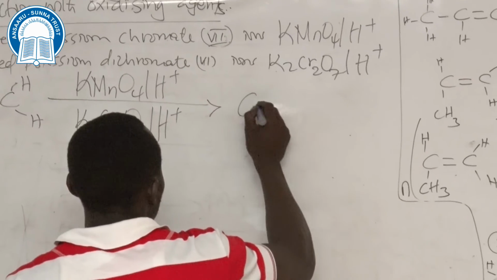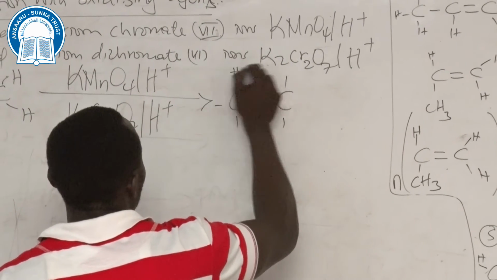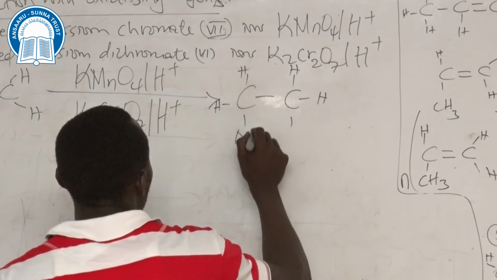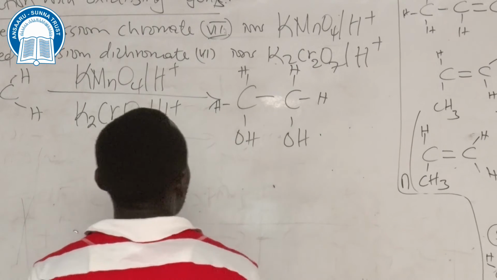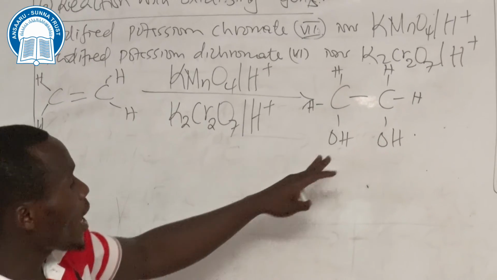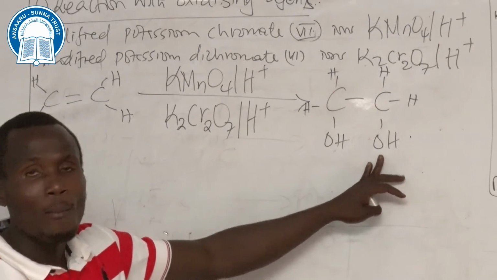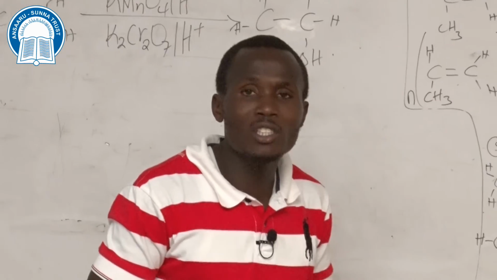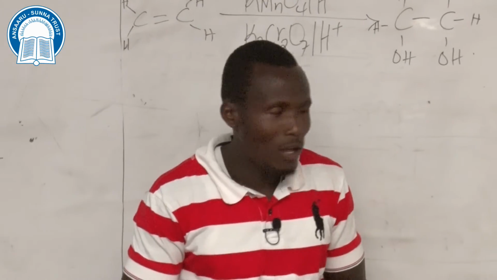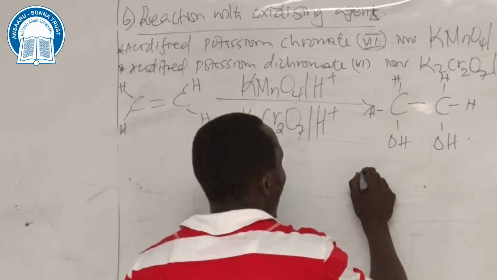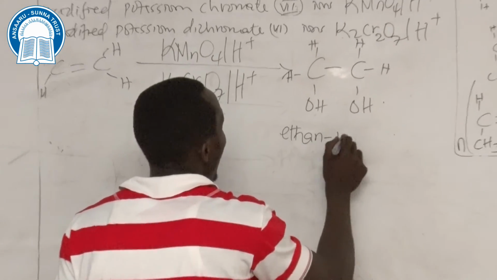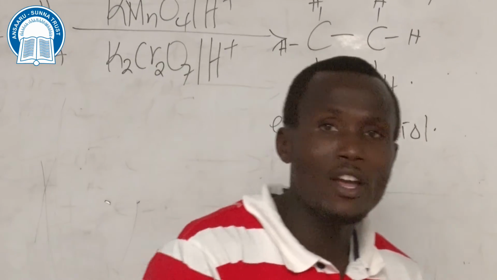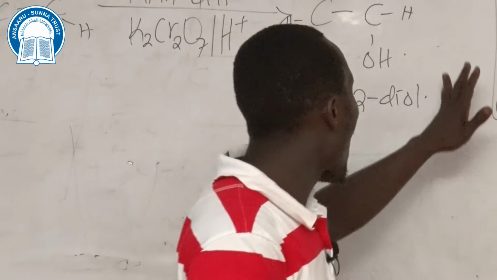So we get hydrogen, hydrogen, hydrogen, hydrogen, we get OH, and here also OH. Since we have the OH, this is an alkanol, but we have two hydroxide groups. We have to identify the position of the hydroxide groups, and we use diol. Therefore, it is named ethane-1,2-diol. We call it ethane-1,2-diol.